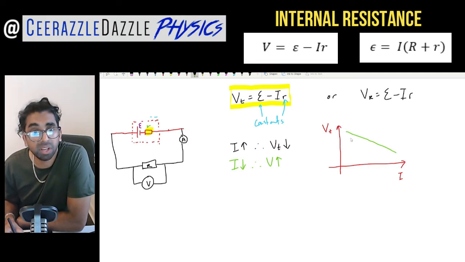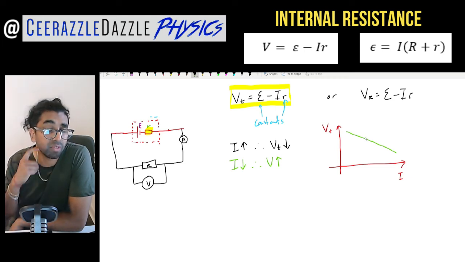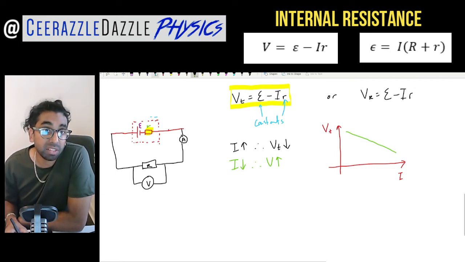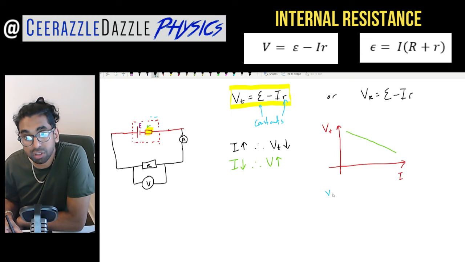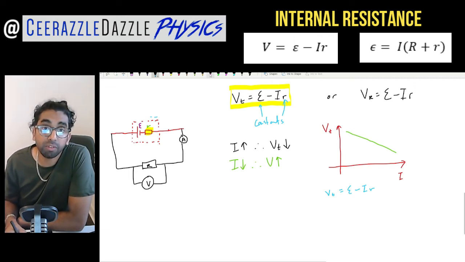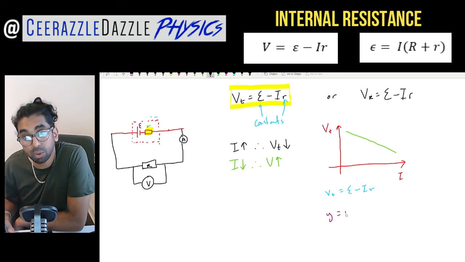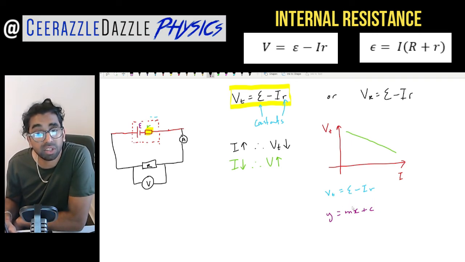The last thing we're going to do is link this equation to the equation of a straight line, and we're going to see the reason why in a minute. The way you do it is the following. First, we know that the voltage across the terminal is equal to E minus Ir. The line is going down and it's a straight line. Because it's a straight line graph, you've got to link this equation to the equation of a straight line, which is y = mx + c. This is a skill to be able to take the physics equation and link it to the equation of a straight line.